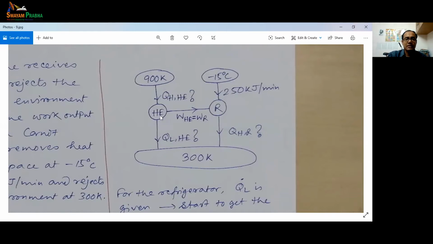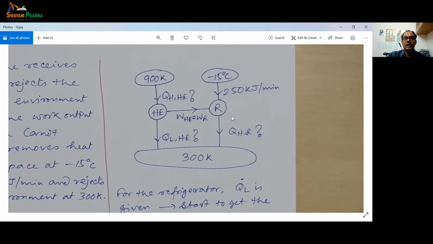And then what it does, it dumps QL amount of heat to the 300 Kelvin reservoir, and in the process it gives out some work which is W, and this work itself is acting as the input to the refrigerator. That is also a Carnot refrigerator. So the work here is equal for heat engine output and the refrigerator input.